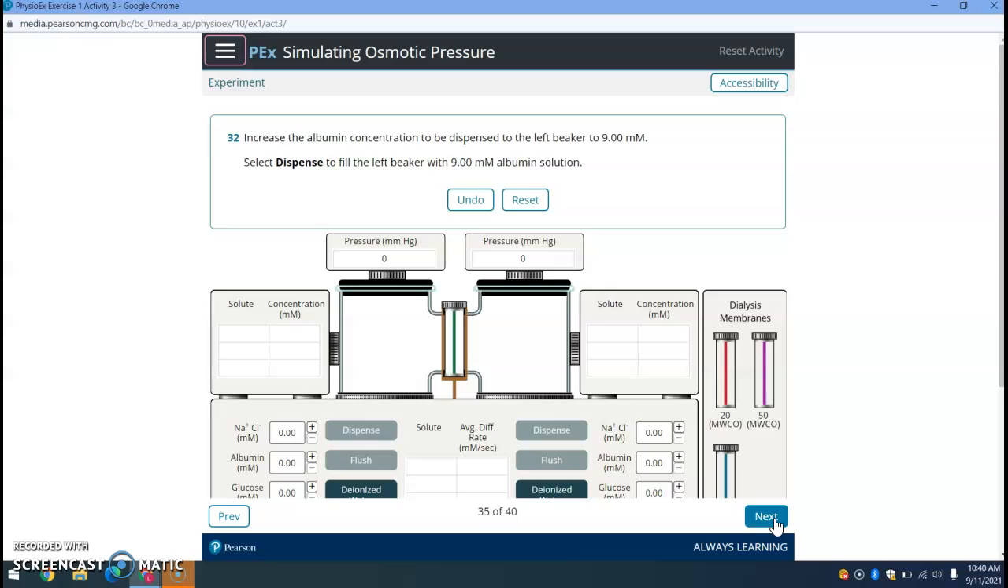Increase the albumin concentration in the left beaker to 9 millimolar. Now, albumin is a very large protein that we have in our, it said 9, right? Okay, we have albumin in our blood plasma. It's also the same protein found in egg whites. Increase the glucose on the right beaker to 10 and dispense.